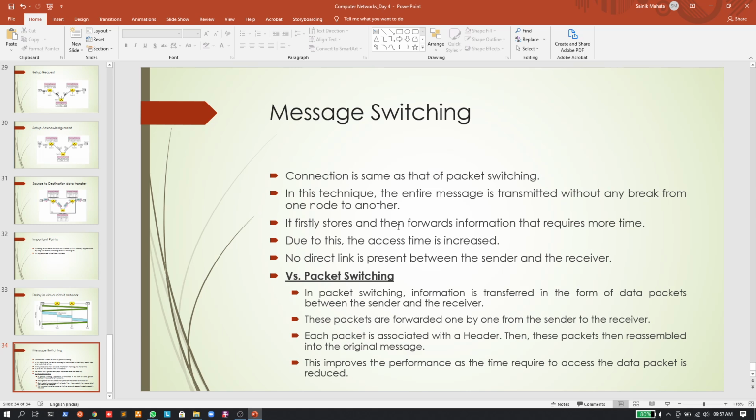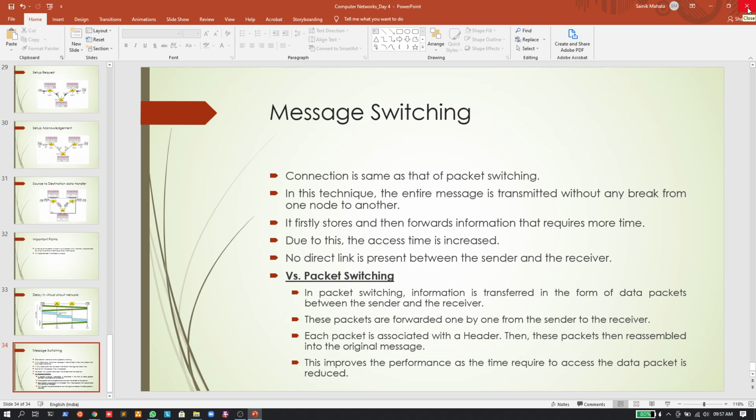I hope it is clear to you what the actual difference is between a packet switch network and a message switching network. We do not have to go into the details of how a message switching network works because it's not in the syllabus, and most importantly, it is now obsolete. But still we need to understand the difference between how a message switching network and a packet switching network actually work. So with this we come to the end of the physical layer.